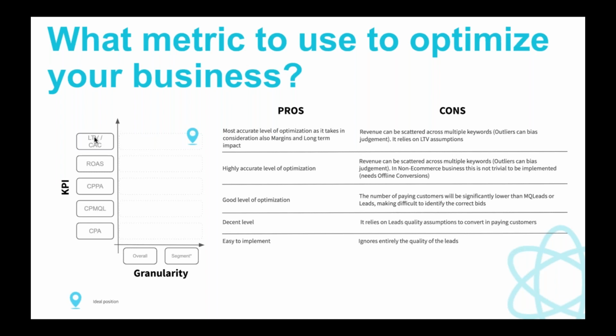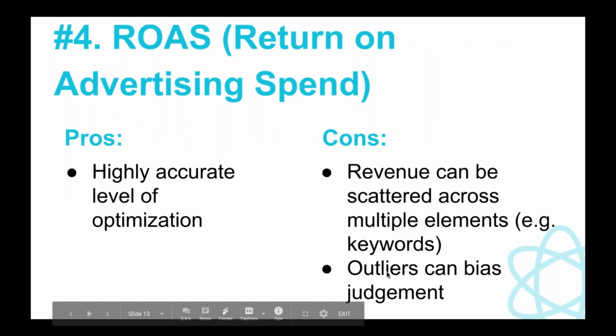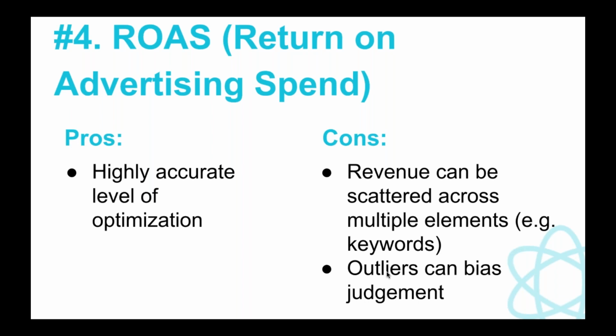Now, the cons obviously are the same that we mentioned for ROAS, because there's also still the risk. I'm going back one slide, right? We still have LTV could be scattered across multiple keywords. We still have a risk of being biased by outliers. And plus, the likelihood of customers to come back is based on an average. So obviously that will not always be perfectly clear, and it might take a long time to move to ROAS.